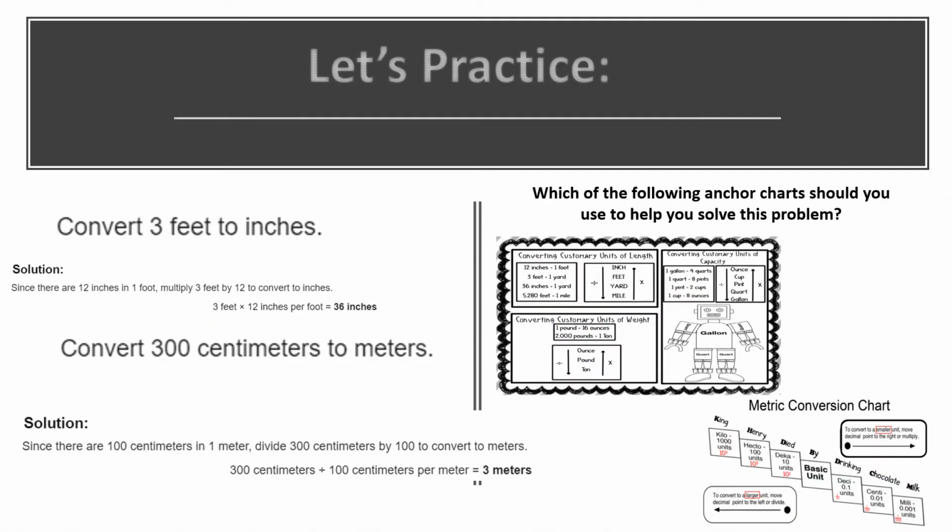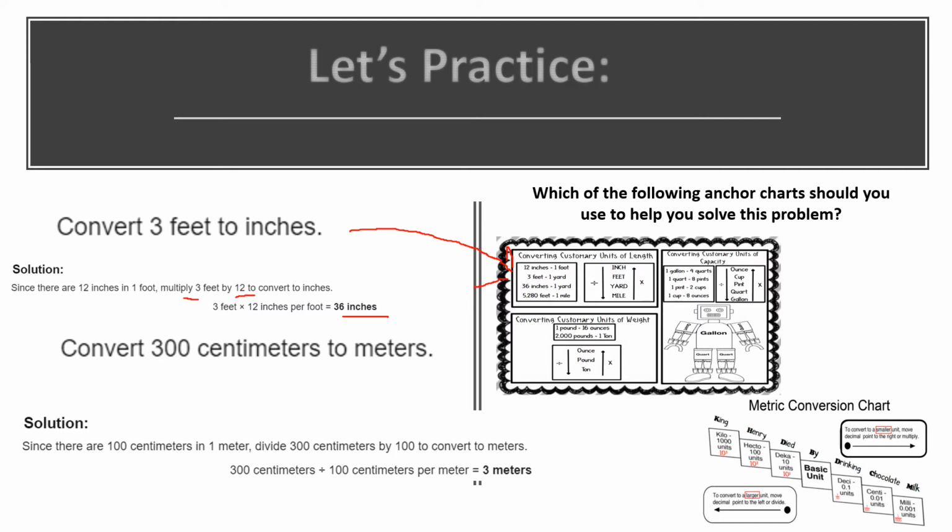So for this one, to convert 3 feet to inches, you would use this right here. To help you, we know that 12 inches equals 1 foot. So when we multiply 3 feet by 12, we get 36 inches. So 3 times 12 is 36.